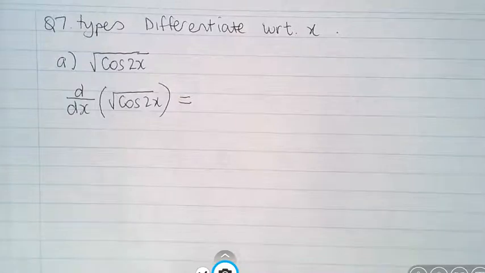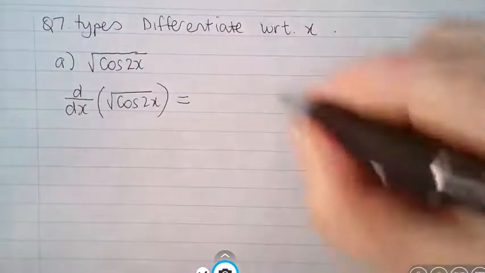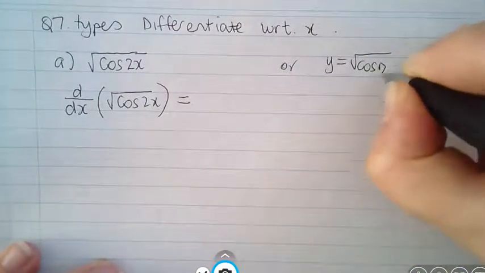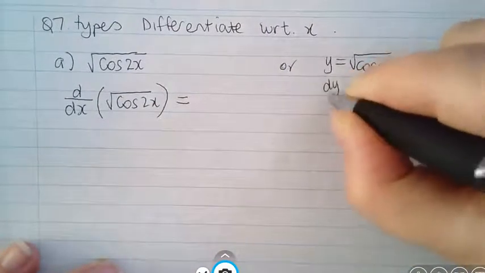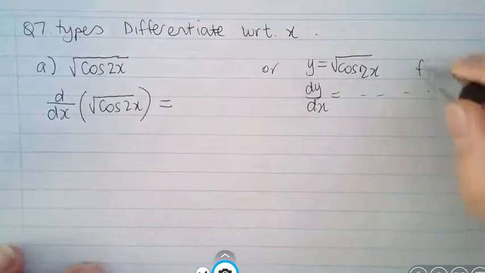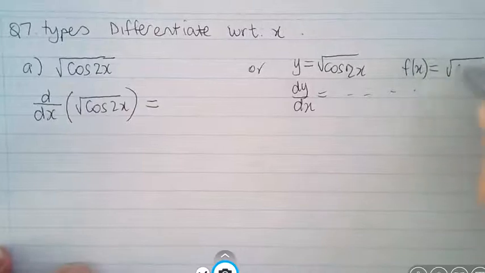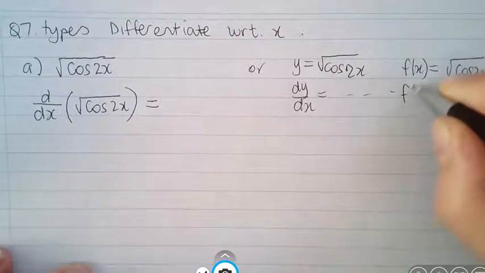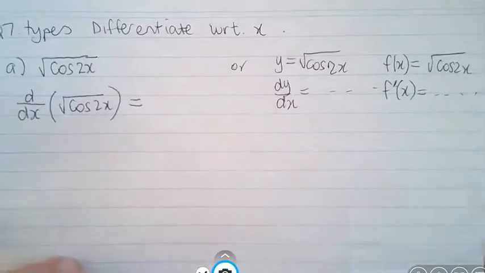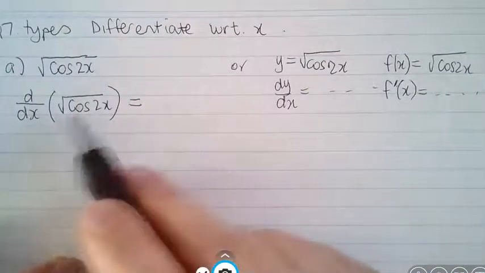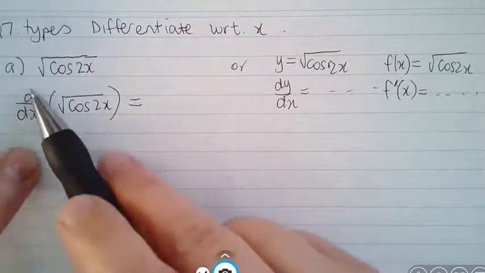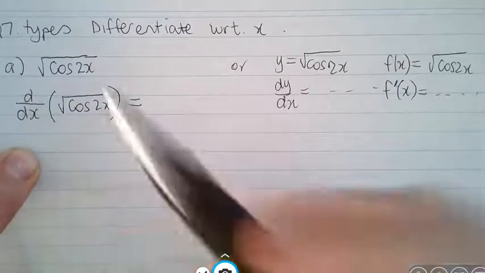All right? Are we okay? Or I could write if y is this, dy dx is, etc. Or I could have written if function in x is, this is just for your setting out, f dashed x is, and then you would do it. So you could write it like this if you're not comfortable with that. The derivative of d by dx is telling me I'm differentiating this with respect to x.